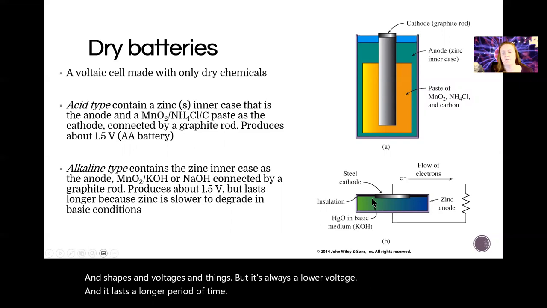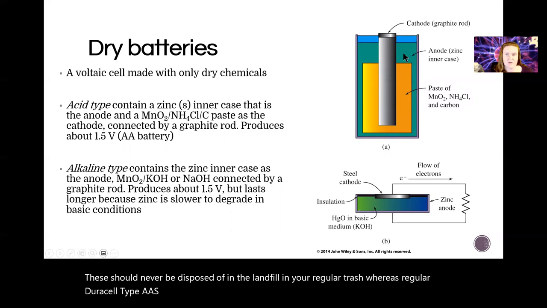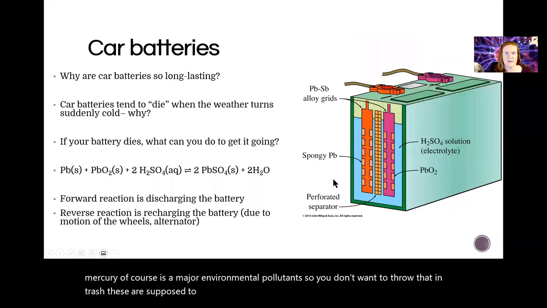These should never be disposed of in the landfill, in your regular trash, whereas regular Duracell type AAs, AAAs, 9 volts, all those, can be thrown in the trash because these are less hazardous materials. Mercury, of course, is a major environmental pollutant, so you don't want to throw that in the trash. These are supposed to be recycled at specific facilities.